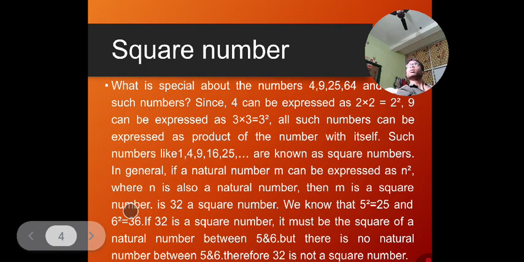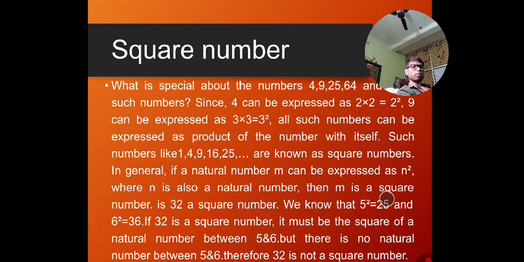In general, if a natural number m can be expressed as n squared, where n is also a natural number, then m is a square number. n squared is equal to m. So here m is a square number.